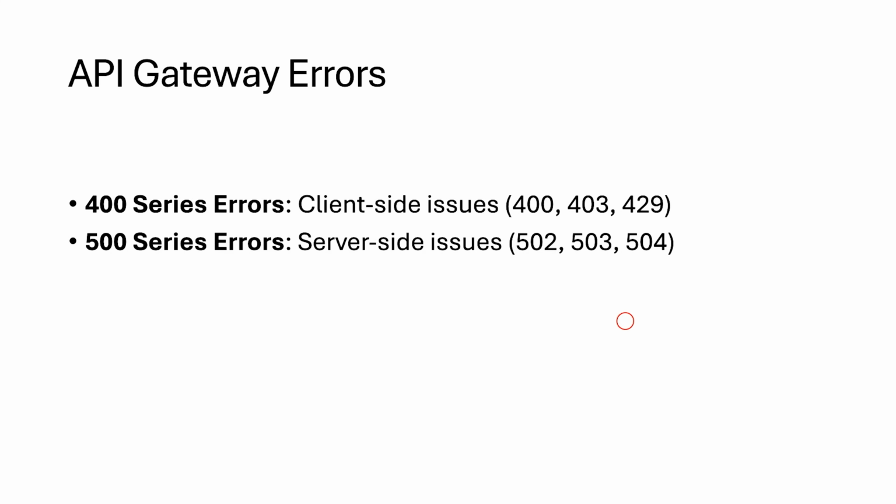So this 504 can occur due to incompatible output of Lambda or timeouts. If Lambda or your API gateway gets timed out, you will get a 504 error also. So 502 is bad gateway, 503 is service unavailable, and 504 is integration failure.